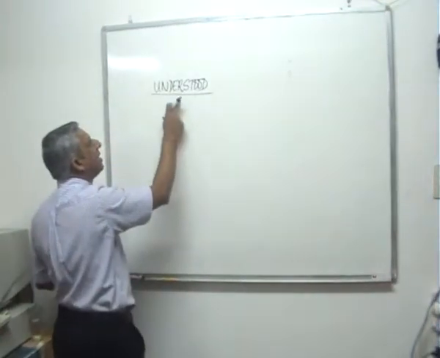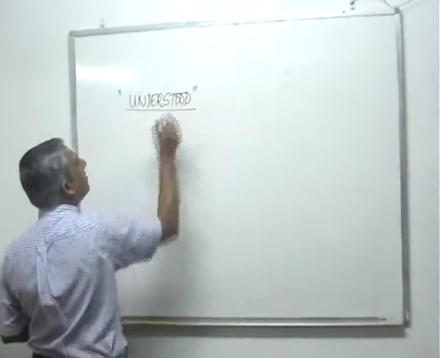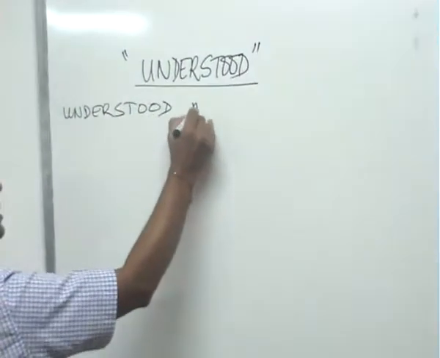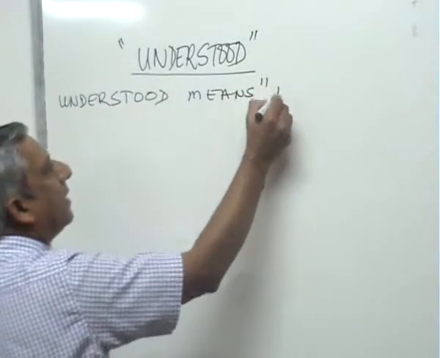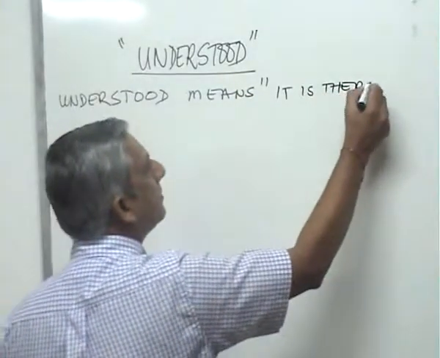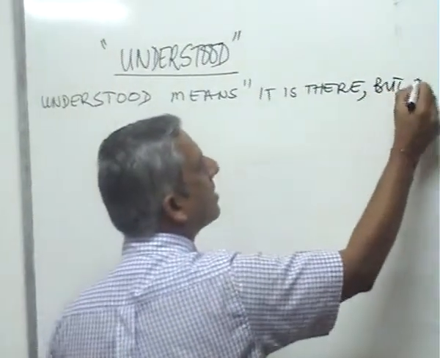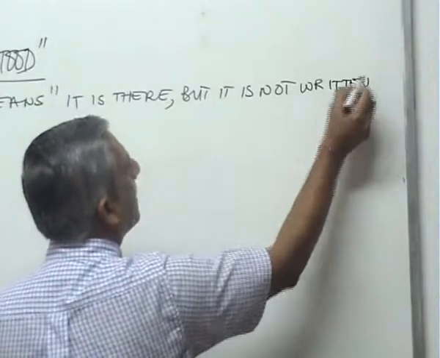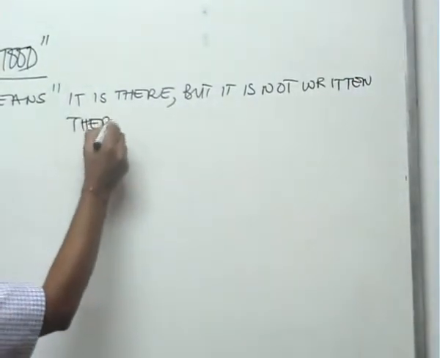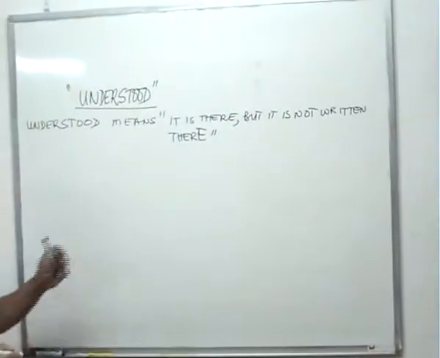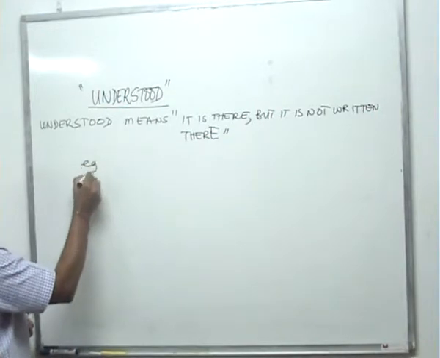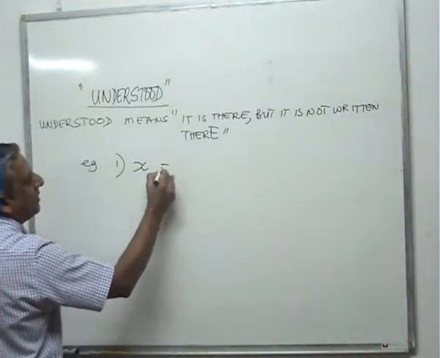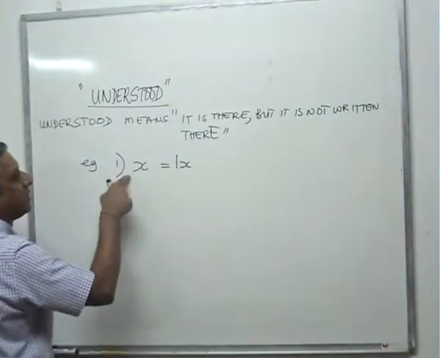Understood. U-N-D-E-R-S-T-O-O-D. What does understood in maths mean? Well, understood means it is there, but it is not written there. So it means that it is there, but it is not written there. For example, number one, in the number x, there is a 1 in front of it that is understood but is not written there.